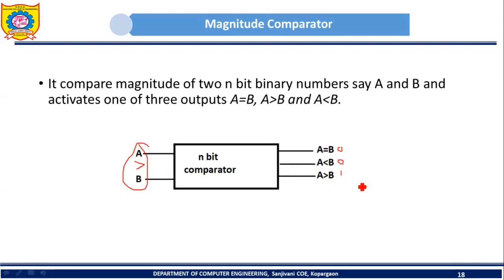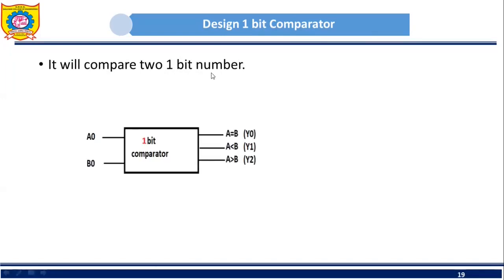So this is the magnitude comparator. Now let's try to design a one-bit comparator. What is a one-bit comparator? It is a combinational circuit which will compare two one-bit numbers. This is the block diagram of a one-bit comparator. It will take two inputs, A0 and B0, and it will have three outputs. Depending on the magnitude of these two numbers, this one-bit comparator is going to activate one out of these three outputs.